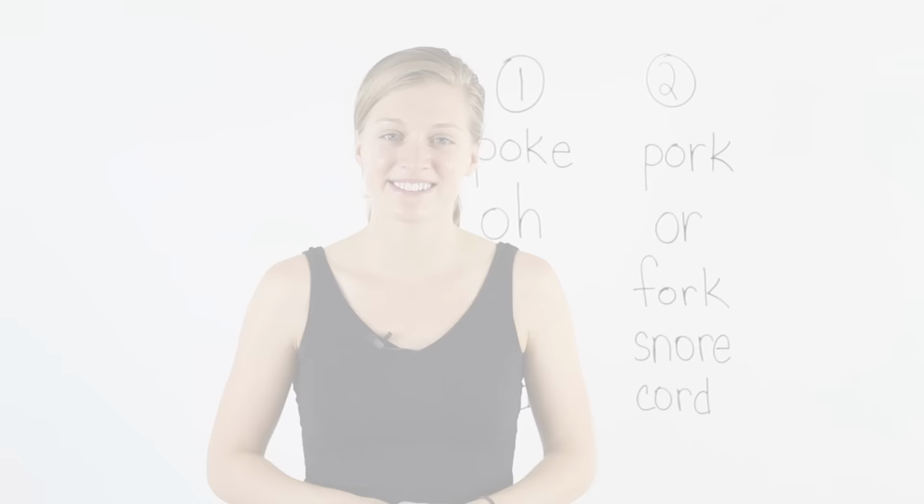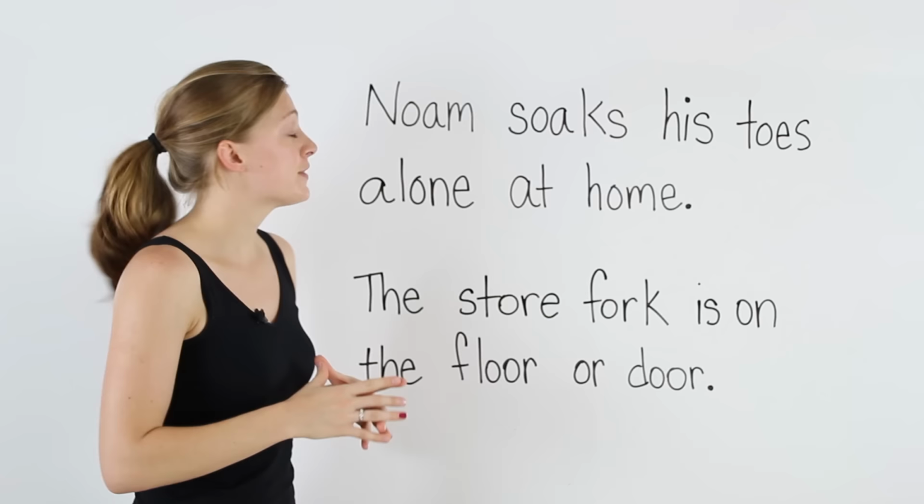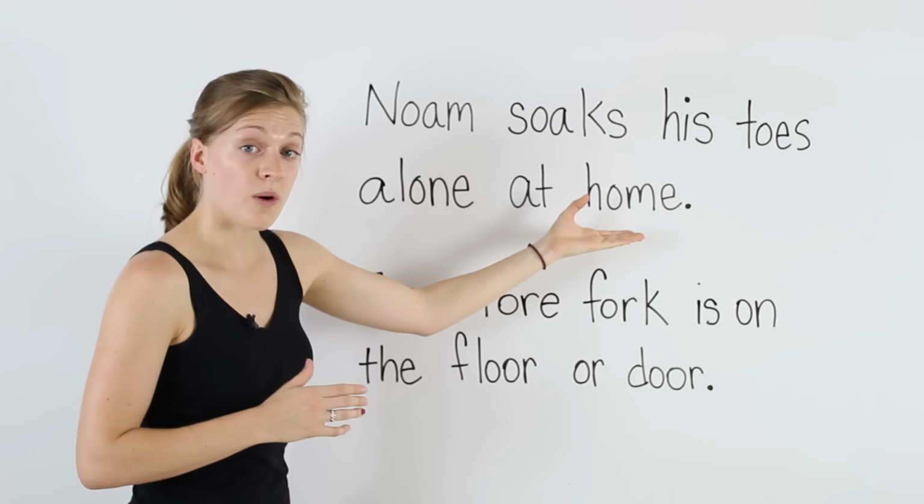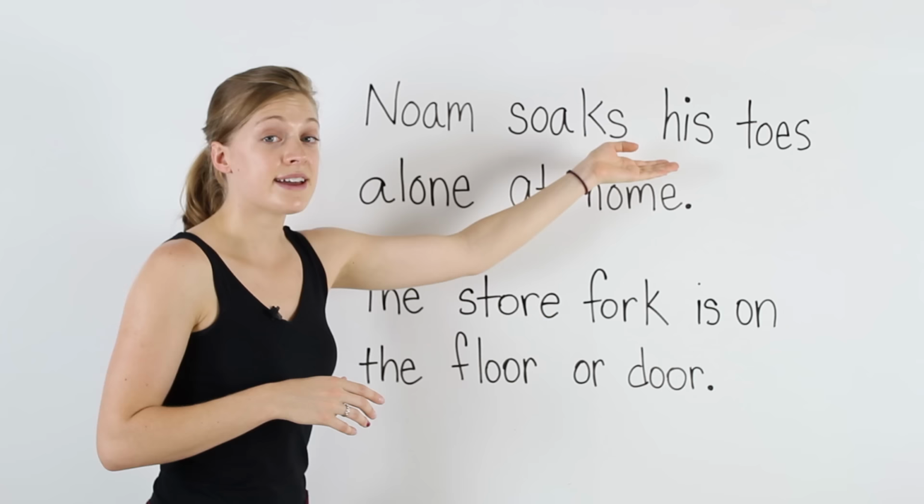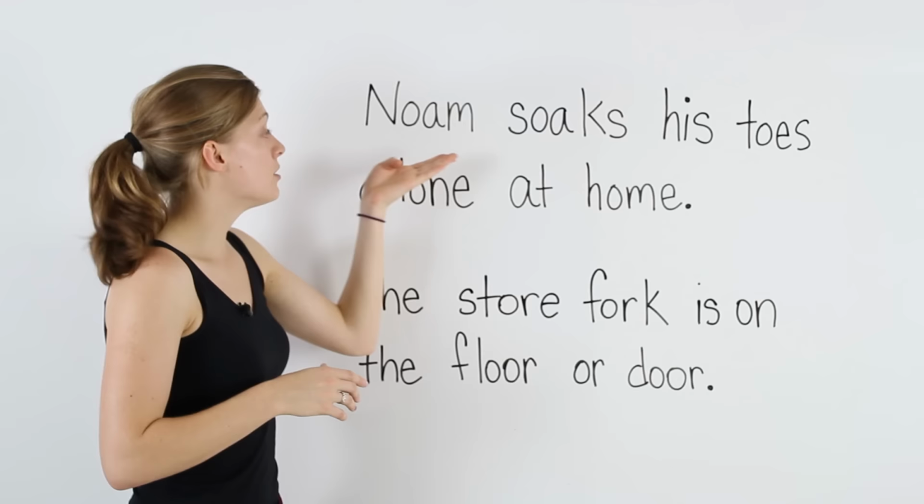Now let's look at the first example sentence. We have our first sentence here, which focuses on the sound O. The first sentence says, Gnome soaks his toes alone at home. Now repeat after me. Gnome soaks his toes alone at home. Gnome soaks his toes alone at home.